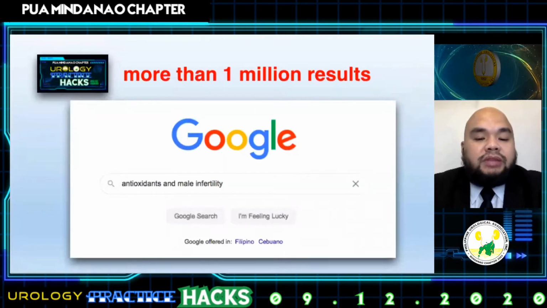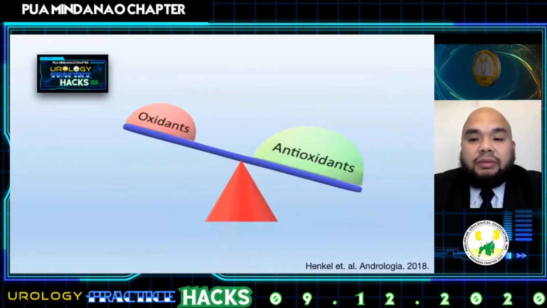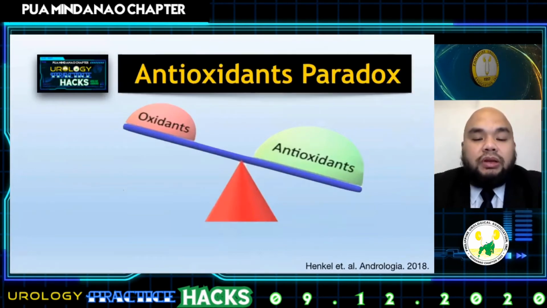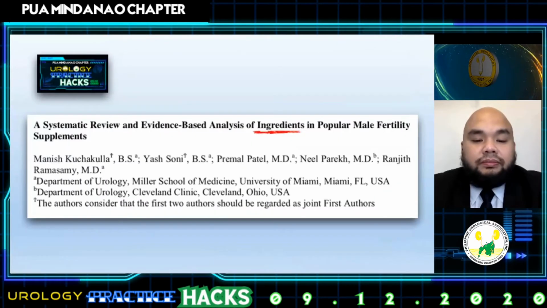If you use the terms antioxidants and male infertility, it will generate more than 1 million results. Because of the availability of these over-the-counter medications, it is prone to indiscriminate use, leading to the antioxidants paradox. Remember that reactive oxygen species are necessary for normal physiologic sperm functions like the acrosome reaction and capacitation. An excessive use of antioxidants can cause reductive stress, resulting in infertility.